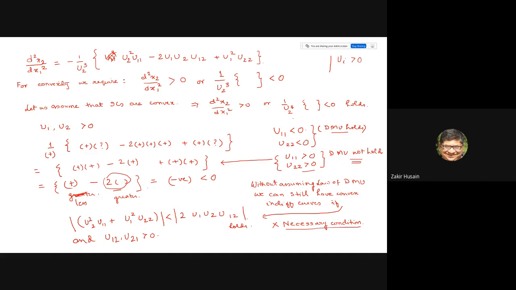What is the sign of the cross partial derivatives? And secondly, what is the magnitude of this term? In particular, what is the magnitude of U12? If it is sufficiently strong, then we can see that this cross partial derivative is important, not the sign of U11. Whether it is positive, whether it is negative, whether DMU holds or doesn't hold, it doesn't matter. U12 will determine whether the indifference curve is convex or not. Okay.